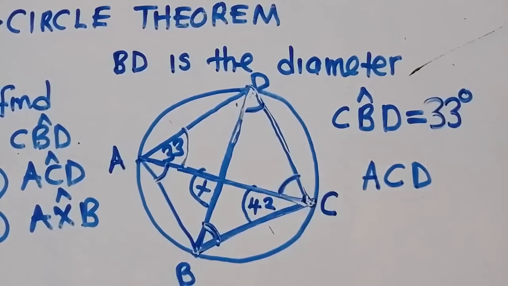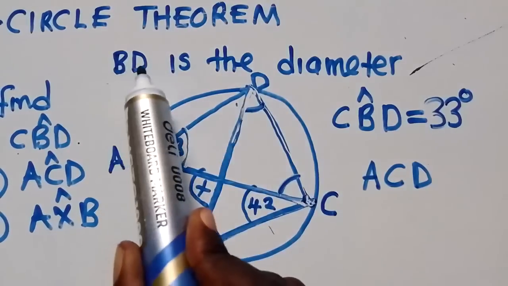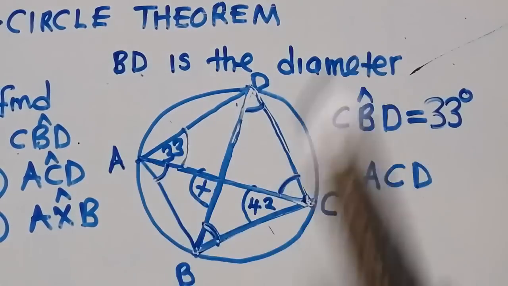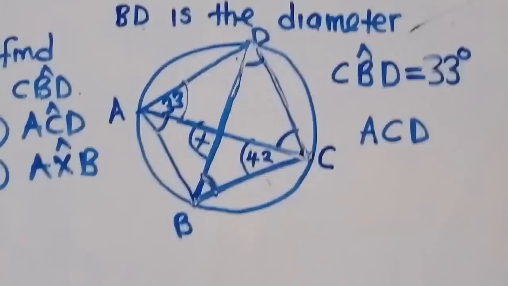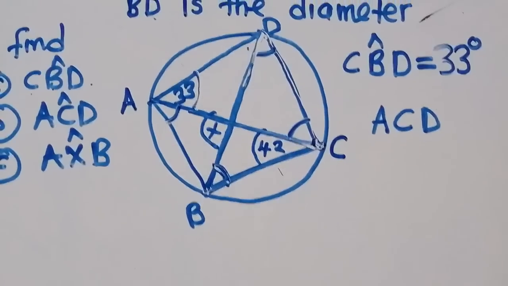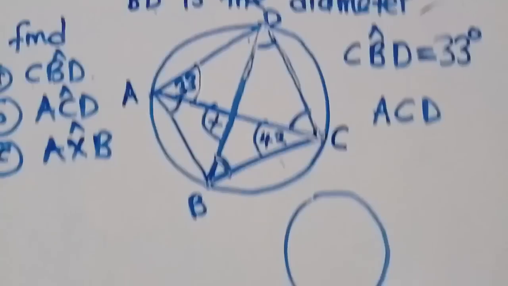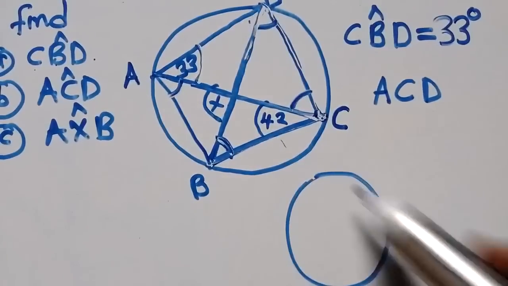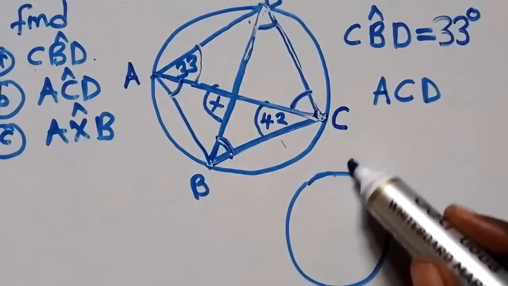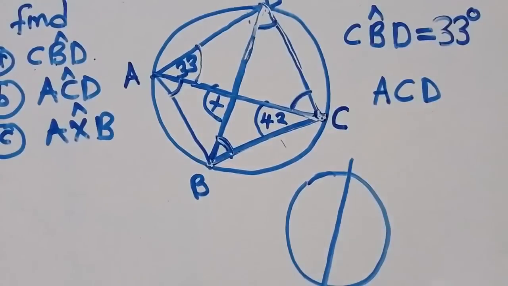Before I answer this one, you need to be strict on this part. The second theorem requires of you to be sensitive. You are told that BD is the diameter. The second principle which I want to share is that if this is your circle, then this is the center. This one is passing through the center. Have you seen?